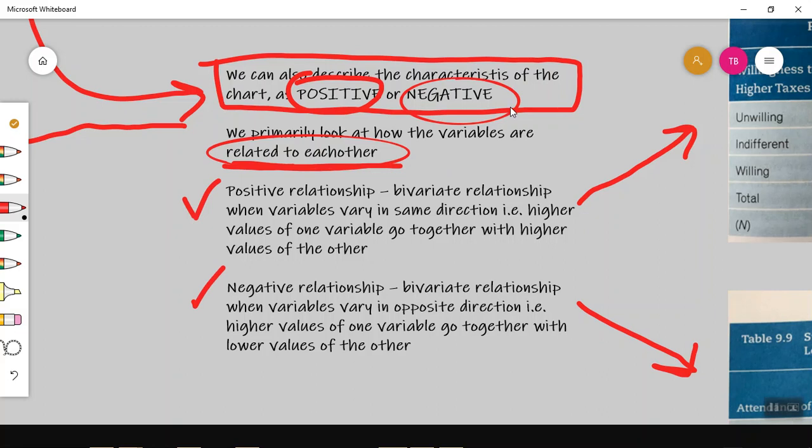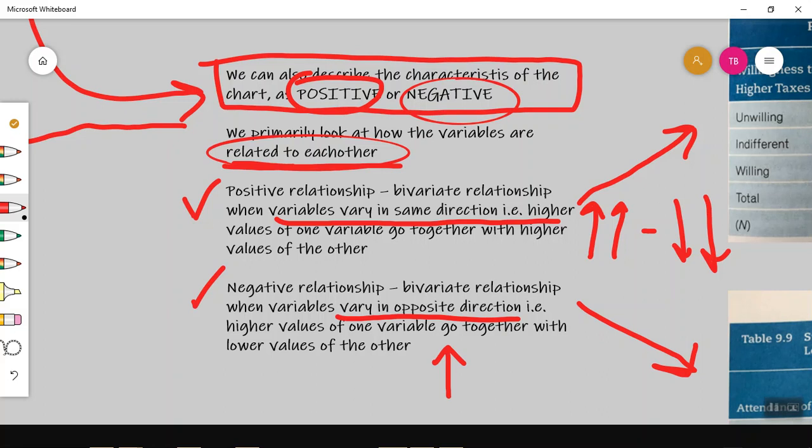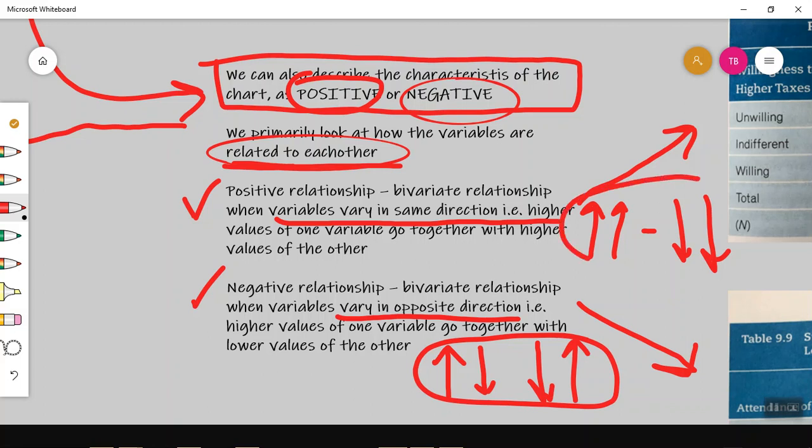I'm going to go through the definitions here and then give you two different examples. A positive relationship is when variables vary in the same direction, whereas negative relationships vary in opposite directions. Okay? So with positive relationships, when one goes up, the other goes up, or when one goes down, the other goes down. With negative relationships, they go in opposite directions. As one variable goes up, the other goes down. As one goes down, the other goes up. It doesn't matter which. The negative ones are always going to be in opposite directions. Positive ones are always going to be in the same direction.